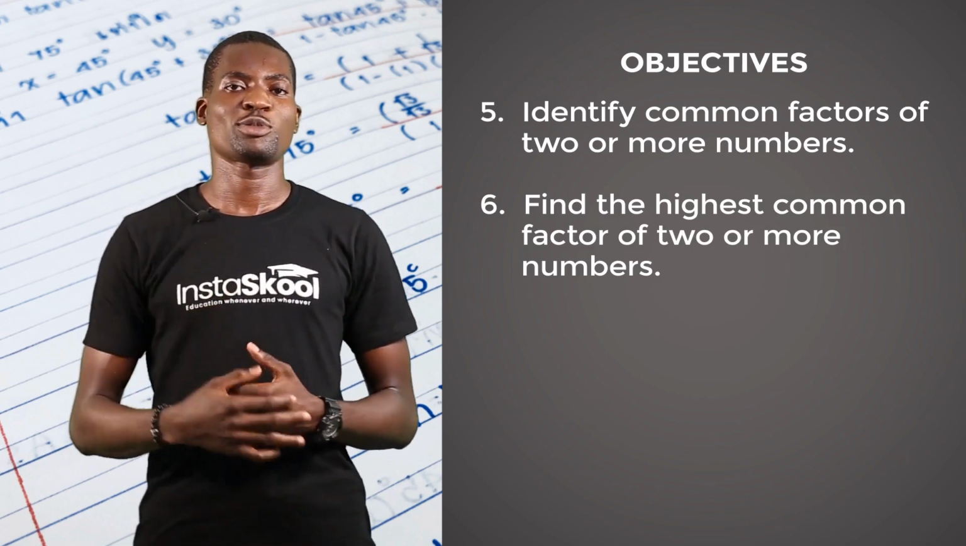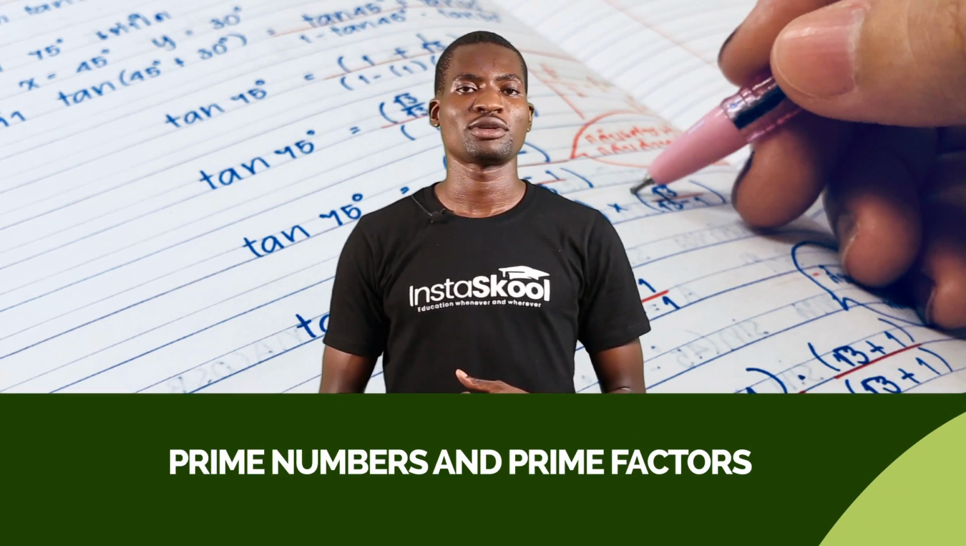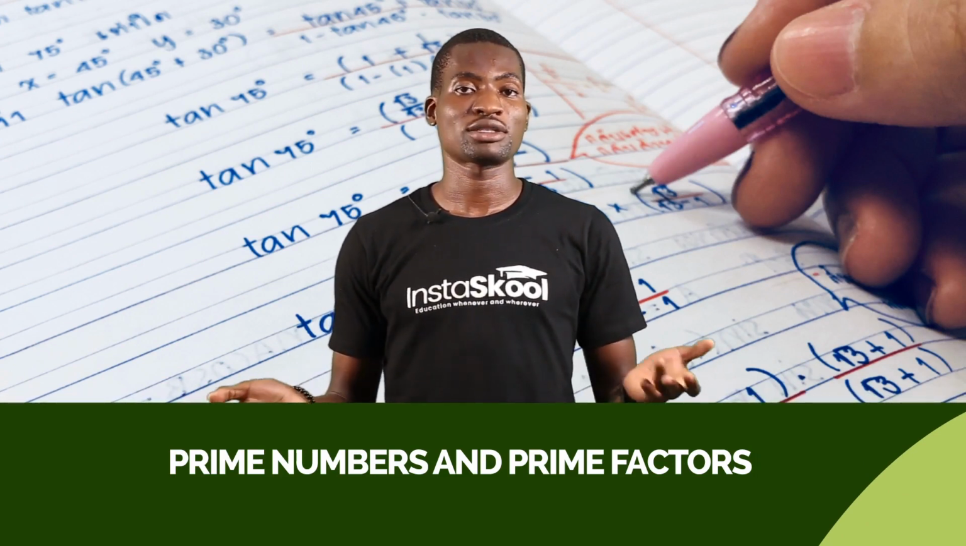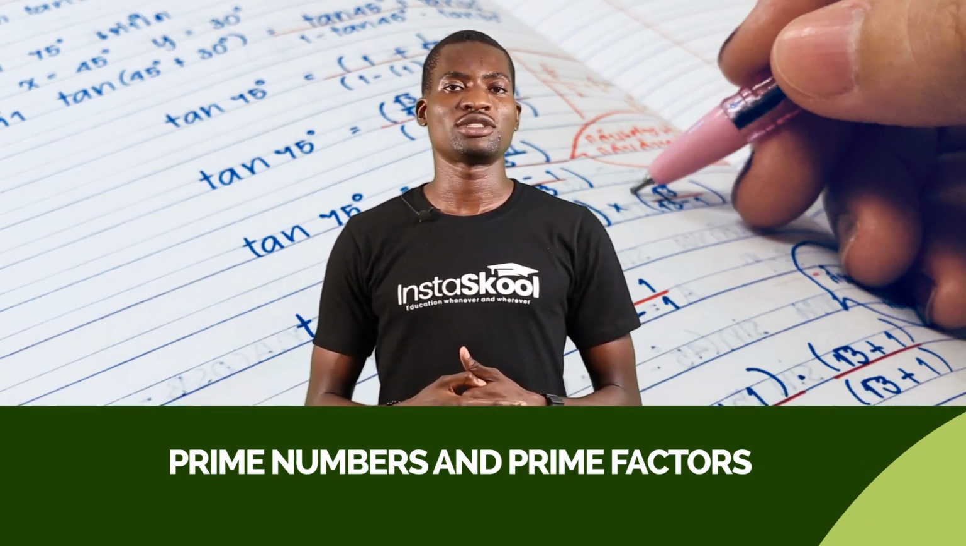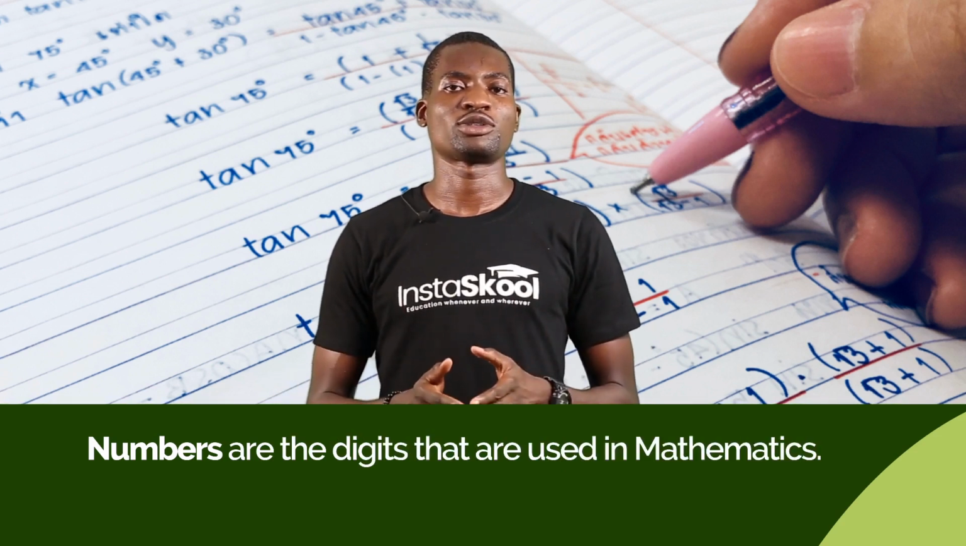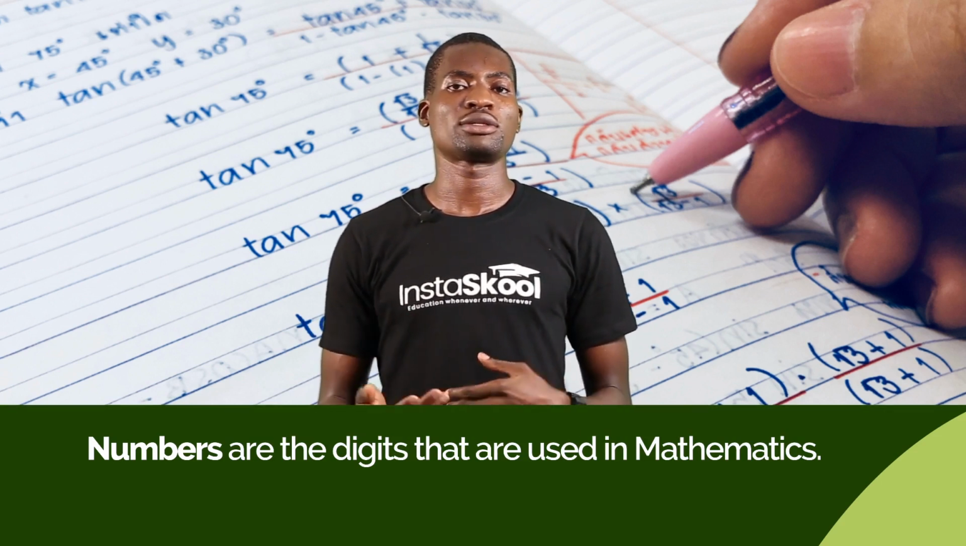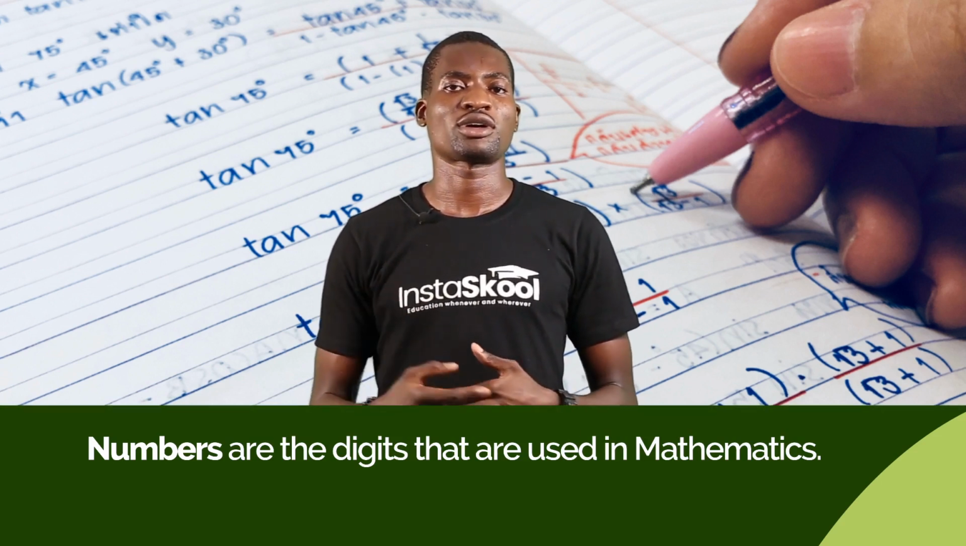Let us begin by discussing prime numbers and prime factors. But first, what are numbers? Numbers are the digits that are used in mathematics. For the sake of this lecture, we're going to consider numbers from 0, 1, 2, 3, etc.